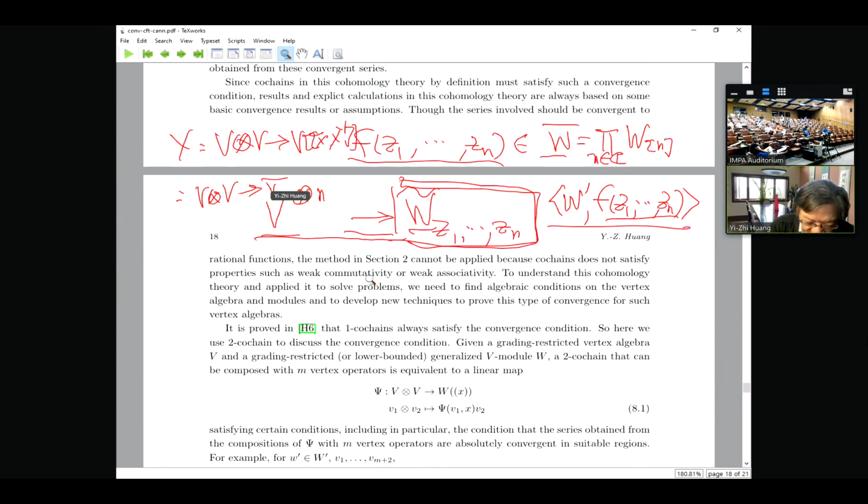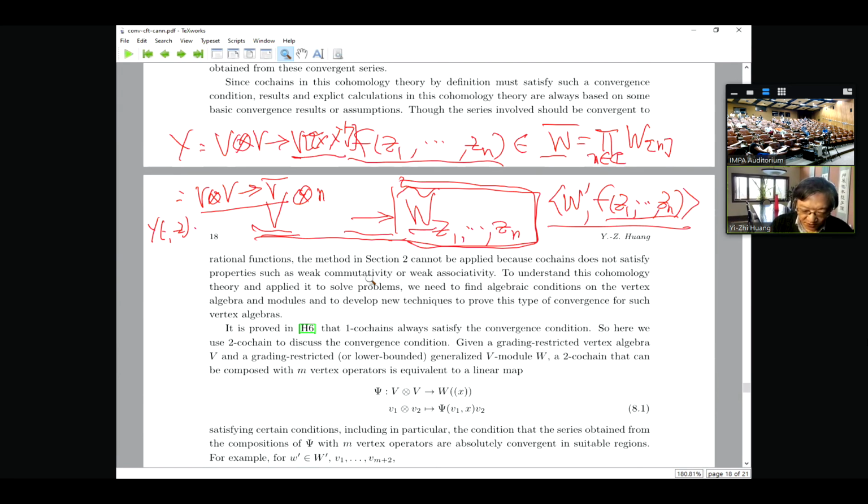If you fix some Z, Y dot Z here, then it will be an infinite sum, because this is an infinite sum. So when you compose with a vertex operator, you actually compose with an element in V bar, which is not in V. So you have to project to the homogeneous subspace and then take the sum. So you have to assume these are convergent.